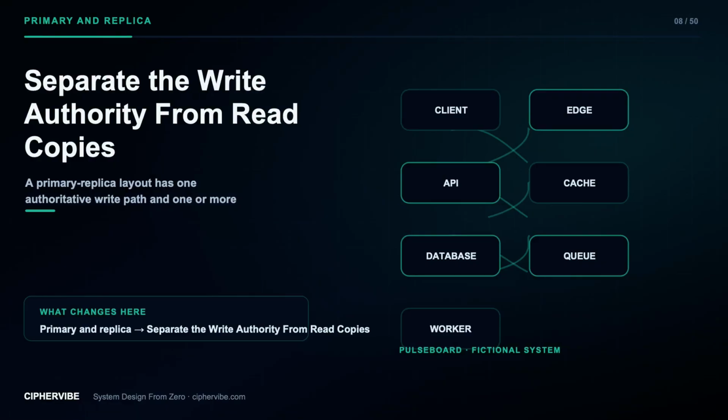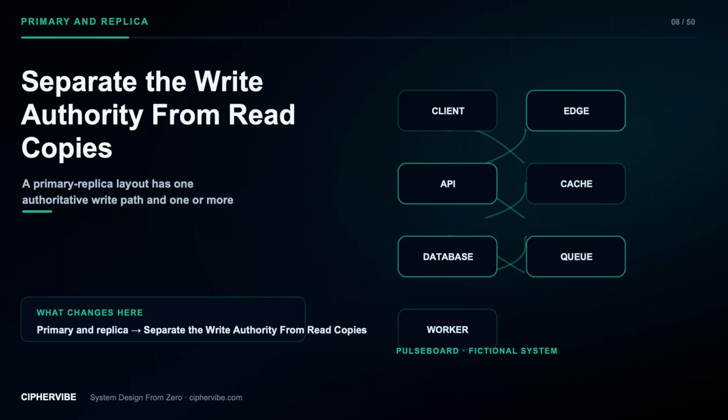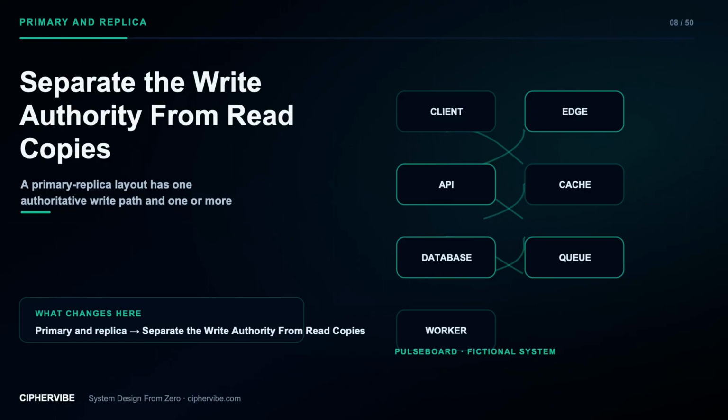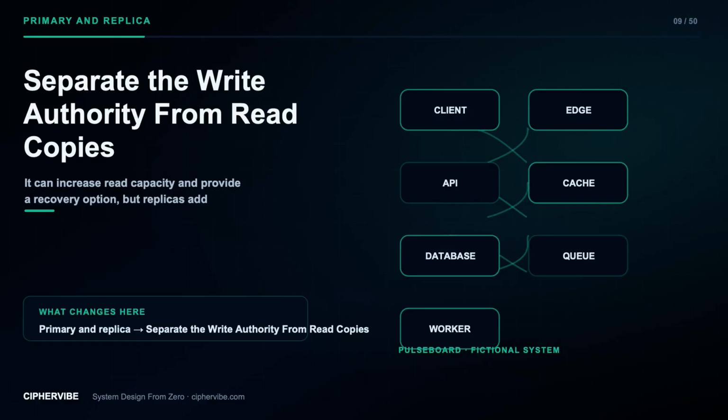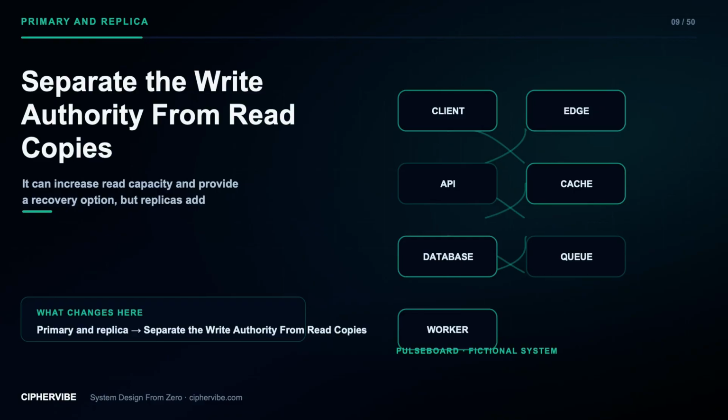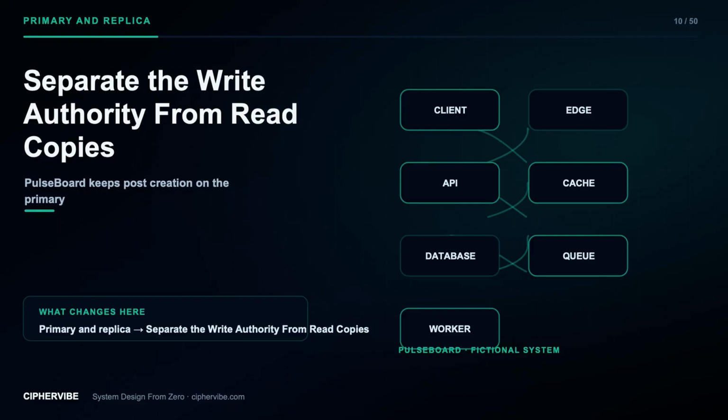A primary-replica layout has one authoritative write path and one or more copies that receive changes. It can increase read capacity and provide a recovery option, but replicas add replication lag and failover rules.